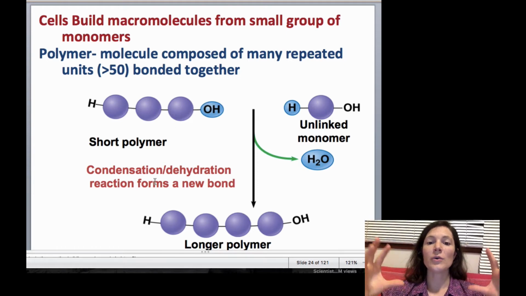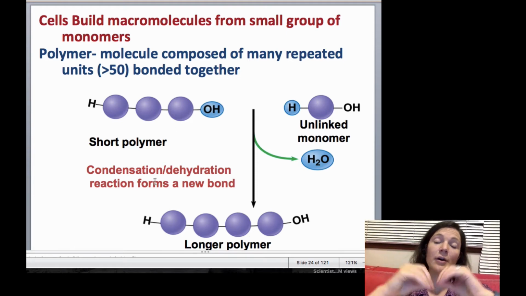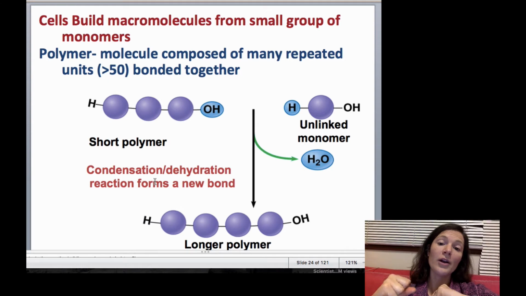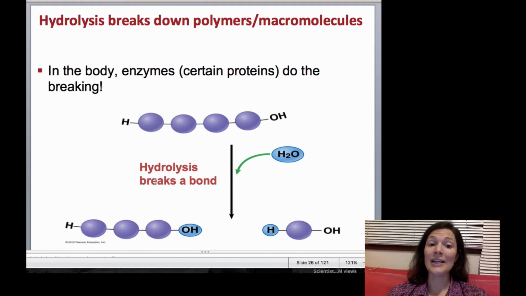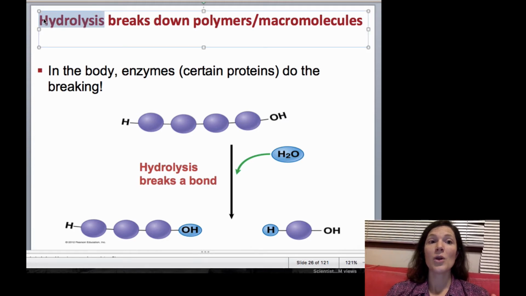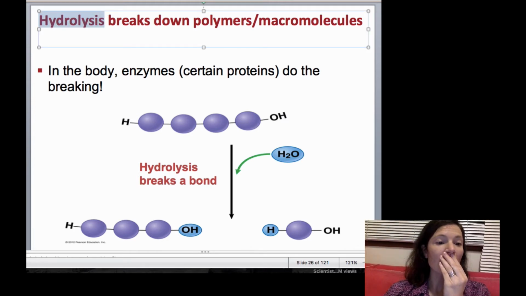So condensation links molecules together by removing a molecule of water, and the opposite way, if you want to break down cellulose or amylose or amylopectin into glucose, hydrolysis is the reaction that will do that. So what were we doing? Okay, this chart.